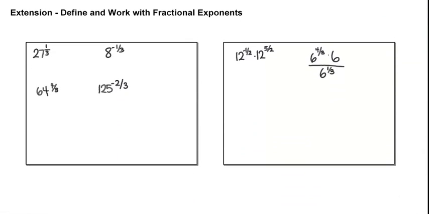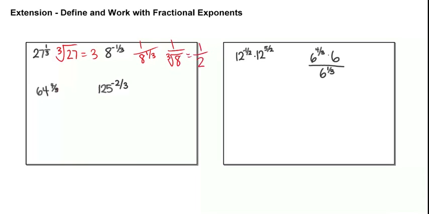Okay, last couple slides. 27 to the power of a 3rd. Okay, that's the root, so it's the cube root of 27, which equals 3. 8 to the negative 1/3 would be 1 over 8 to the 1/3. That's the root, so it's 1 over a cube root of 8, and that equals 1/2.